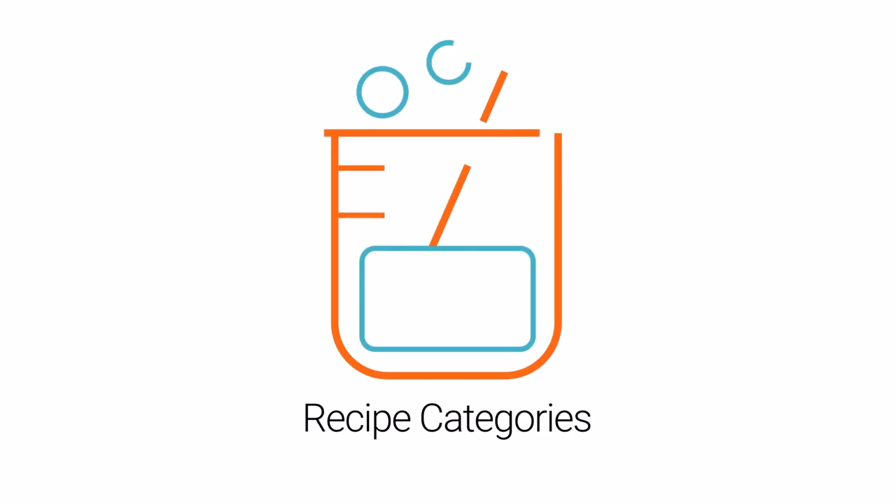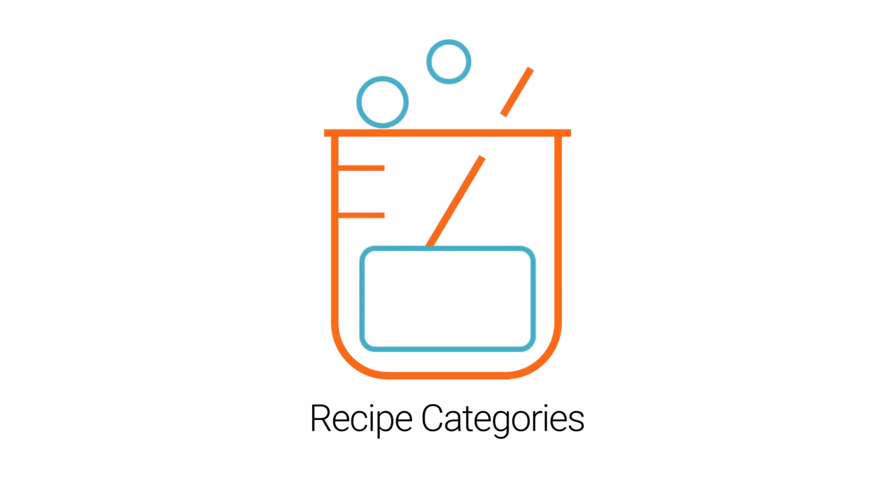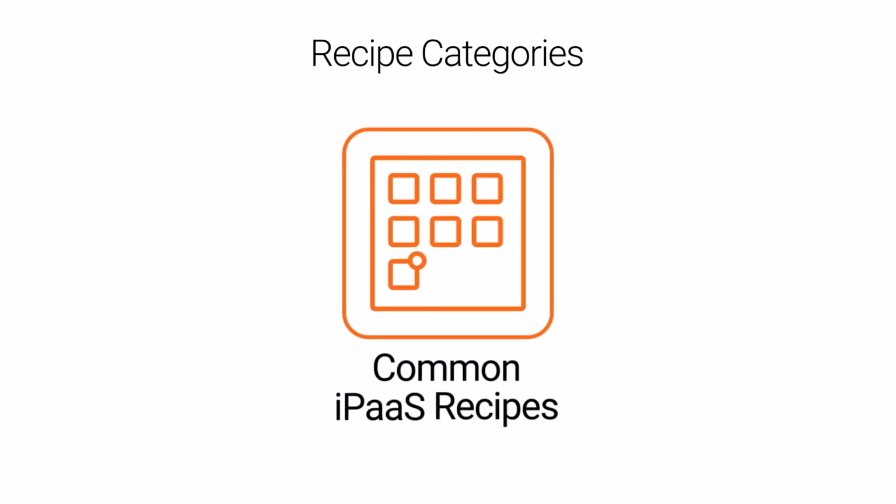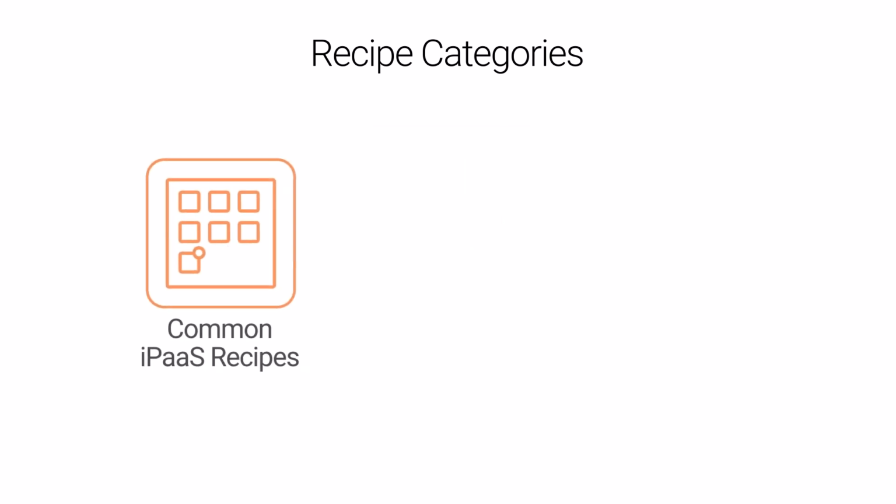Application integration provides three categories of pre-built recipes. Common iPaaS recipes address typical app-to-app integration and business process automation scenarios. They offer solutions for case management, employee onboarding, and more.